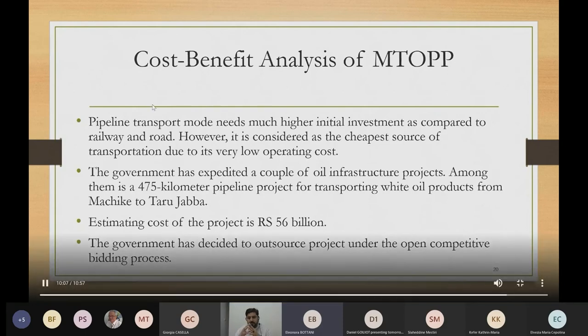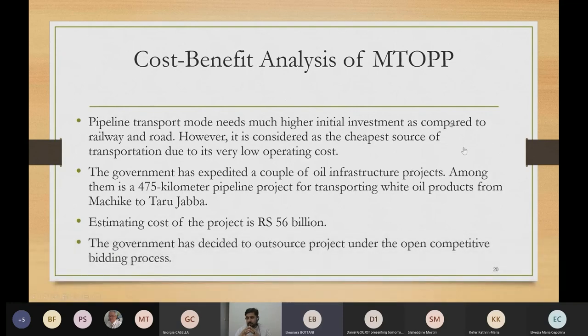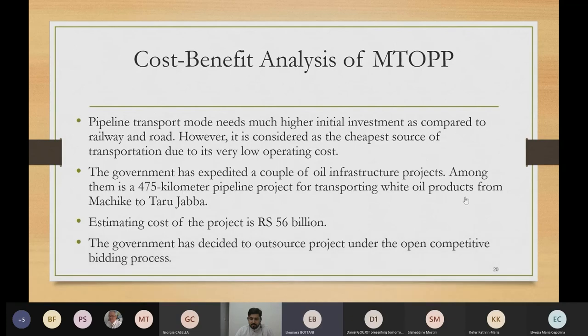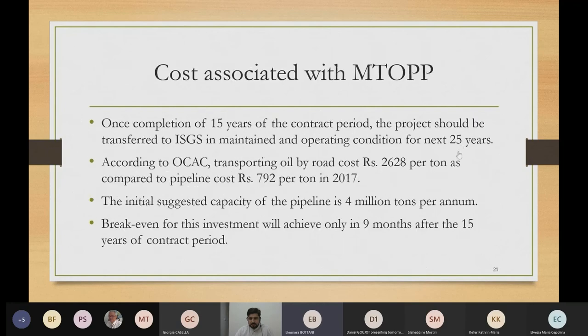So the government has expedited a couple of oil infrastructure projects. Among them is a 475 kilometer pipeline project from Lahore to Tharujaba, which is located in Peshawar. The estimated cost of the project is 56 billion. The government decided to outsource the project under an open competitive bidding process, which will take place soon. It is also related to the China-Pakistan Economic Corridor.